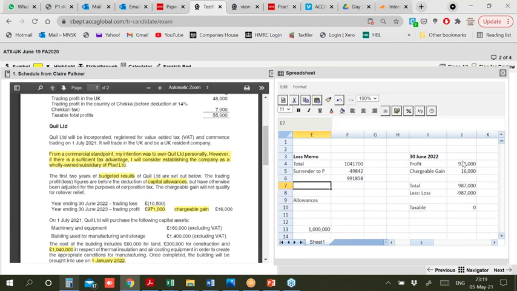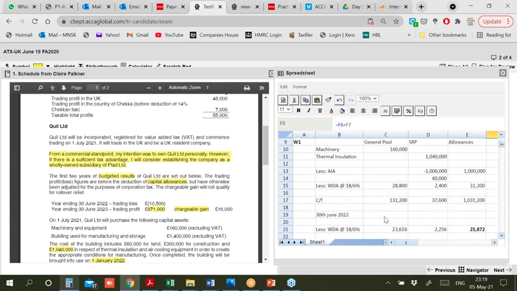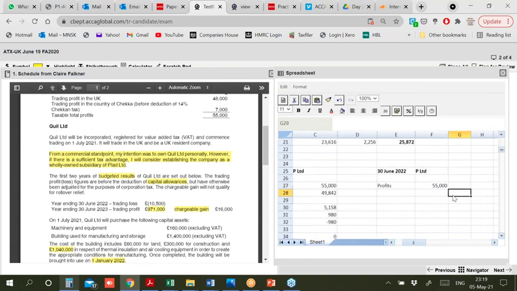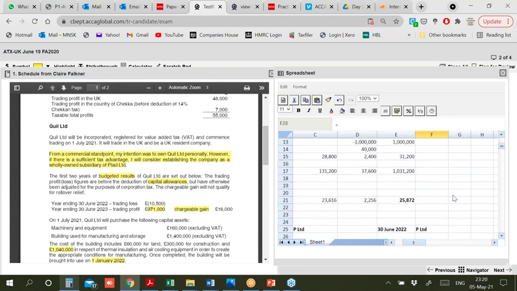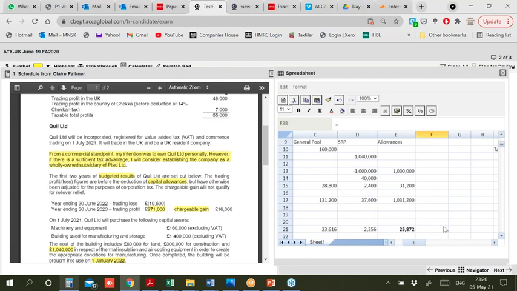In the loss memo, I'll write that I have carried forward to 2022, 987. So is there any loss left? Yes, the loss of 4858 is left. That I can surrender to my parent company, that is P Limited. So for the next year, P has total profits of 55,000 like last year. However, I can deduct the losses and I can press the equals to sign. From the memo, I can copy the figure.